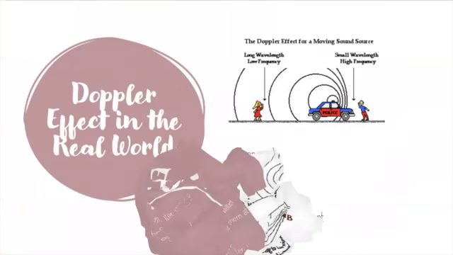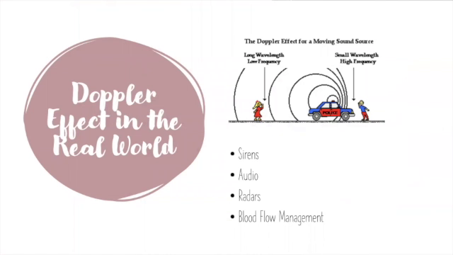Perhaps the easiest example to understand is that of a siren. When you hear a siren outside, it sounds louder and the pitch also gets higher as it draws closer to where you are. As it gets further away from where you are standing, the frequency gets smaller, which causes the pitch to get lower. A person who is further away from the siren is experiencing a long wavelength with a low frequency, whereas someone who is standing closer to the siren is experiencing a small wavelength and a high frequency. This can be seen in the picture. Another example is found in audio, especially at concerts, radars, and in blood flow management.